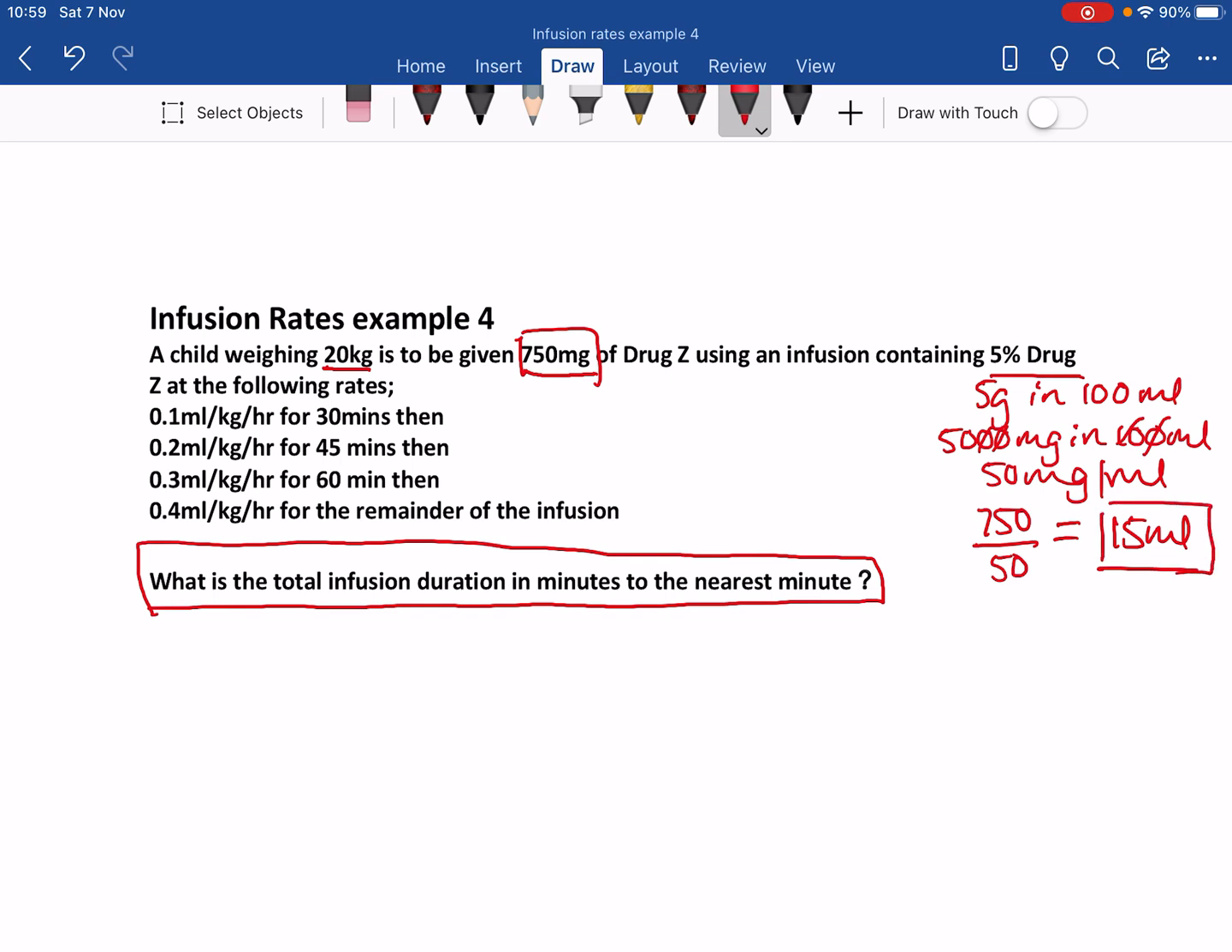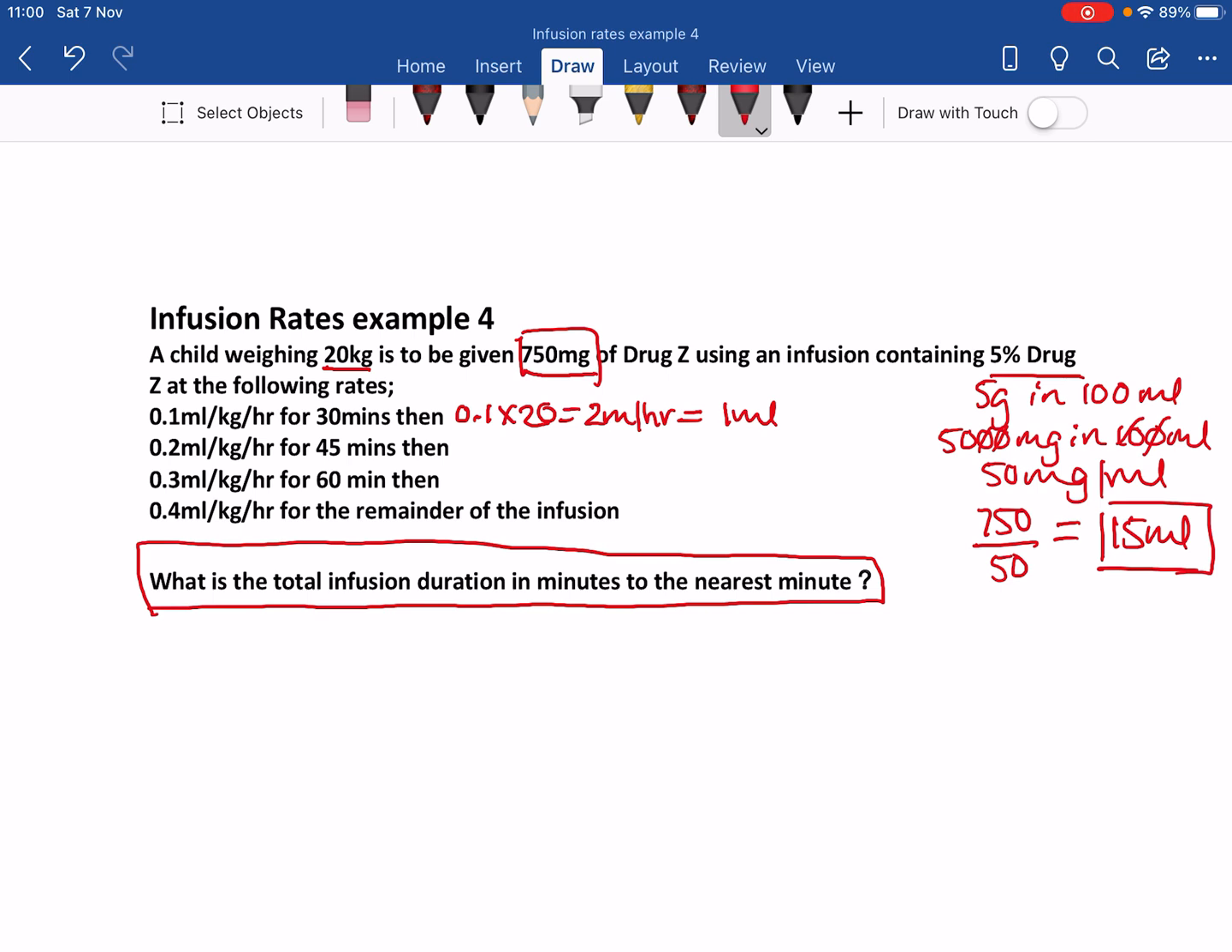So how long this will take depends on that infusion rate. So let's now turn our attention to the infusion rates. So to begin with, they're going to be given 0.1 ml per kilogram, and they weigh 20 kilograms per hour. So that infusion rate is 2 mils per hour. And they're being given it for 30 minutes, so that means they'll be given 1 mil over the 30 minutes.